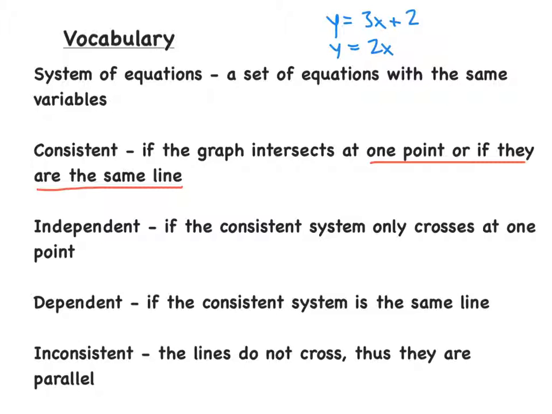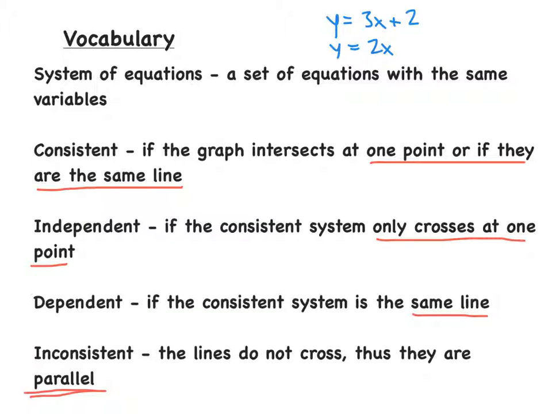If the consistent system only crosses at one point, then it would be independent. If it's dependent, it's going to say that the consistent system is the same line. Dependent is the same line. Inconsistent is if the lines do not cross. Thus, they are parallel.